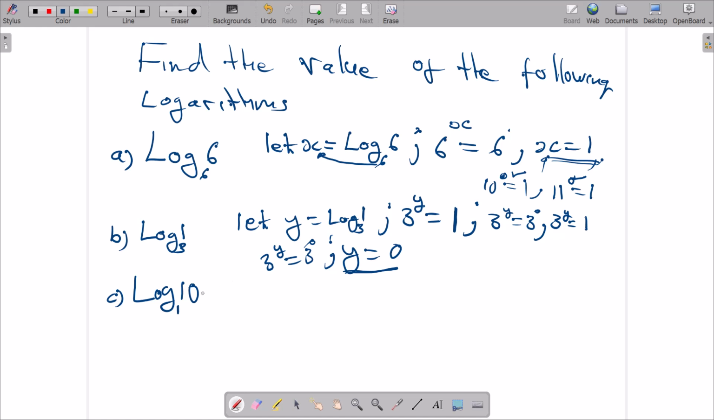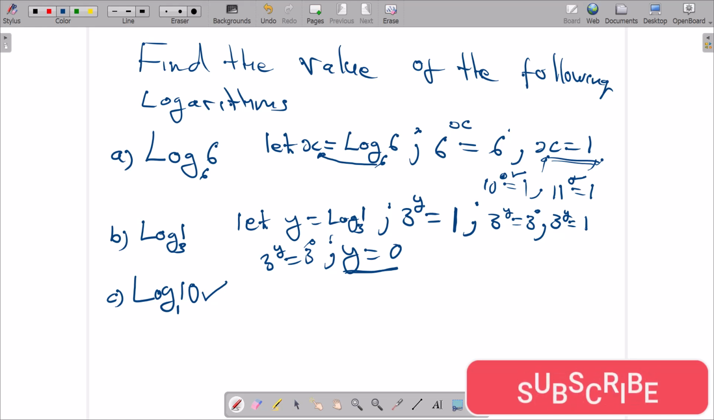Now I want you guys to solve for this one and show me your answer in the comment section.